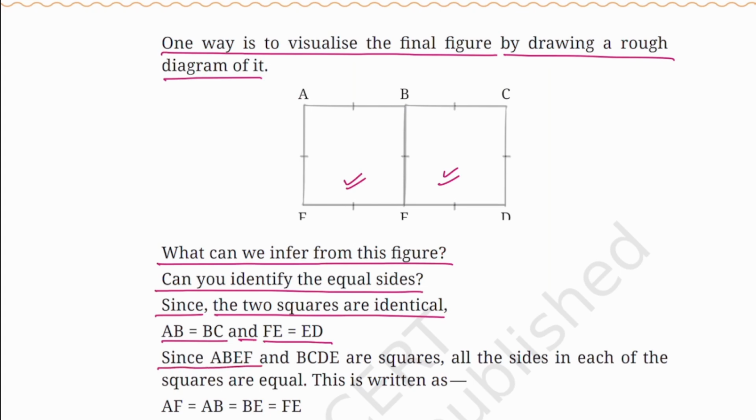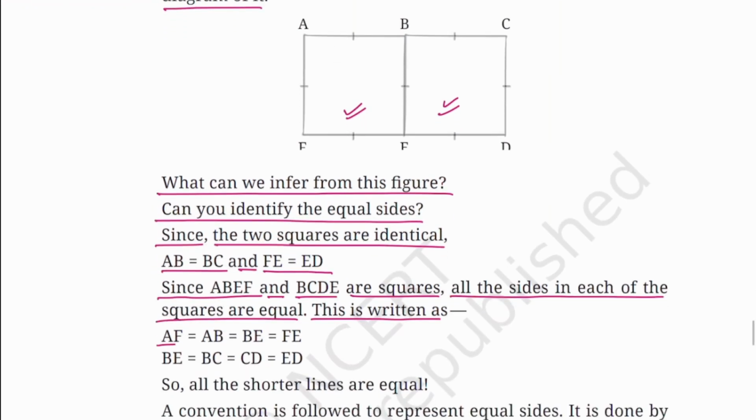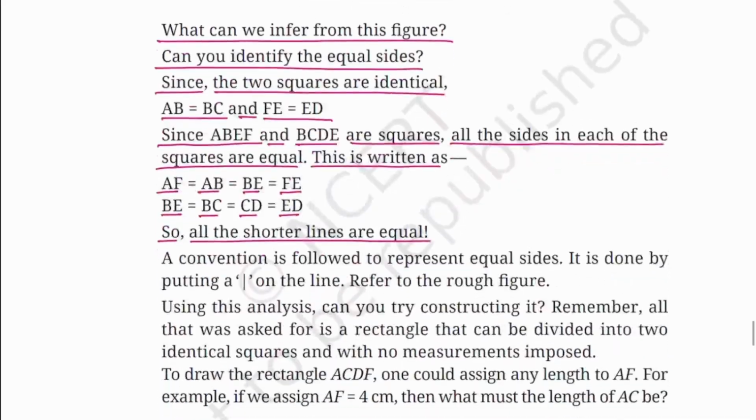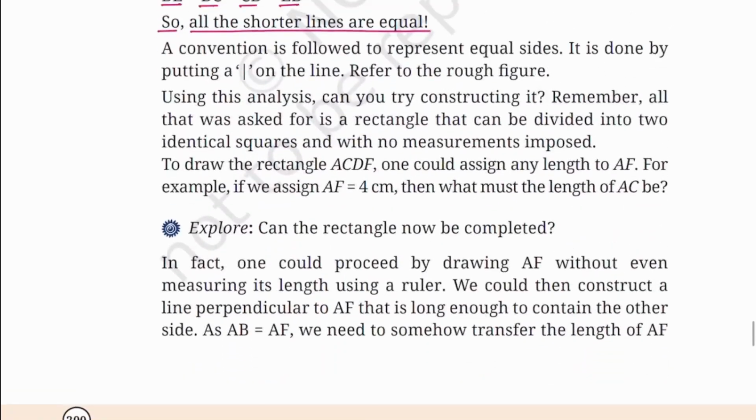Since ABEF and BCDE are squares, all the sides in each of the squares are equal. This is written as AF is equal to AB is equal to BE is equal to FE. BE is equal to BC is equal to CD is equal to ED. So, all the shorter lines are equal.